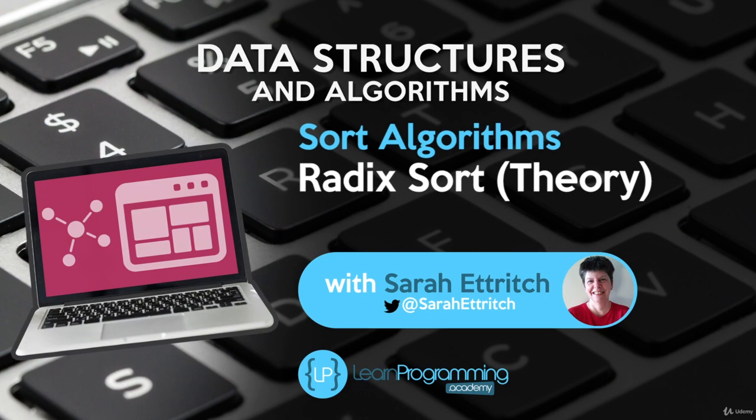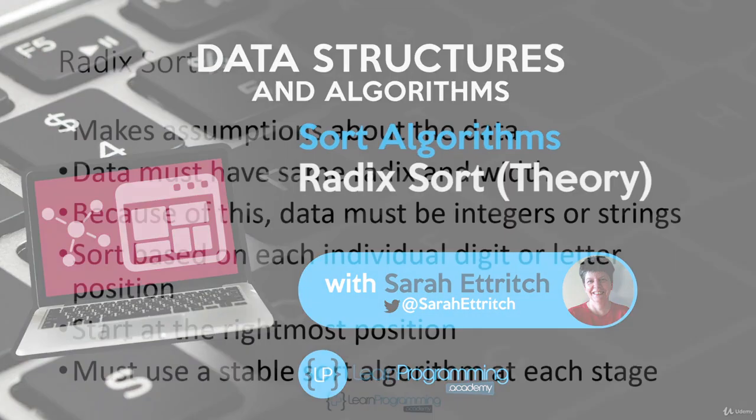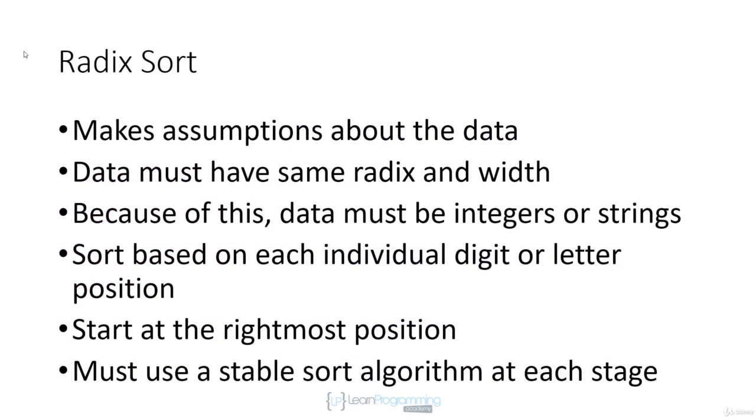In this video, we're going to take a look at the Radix sort. And this is another sort algorithm that makes assumptions about the data it's sorting. In this case, the assumption is that the data has the same radix and width. Now, what do I mean by that?